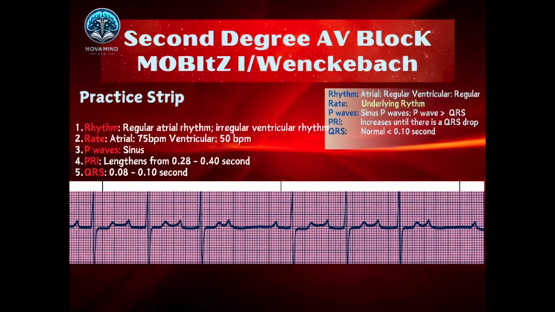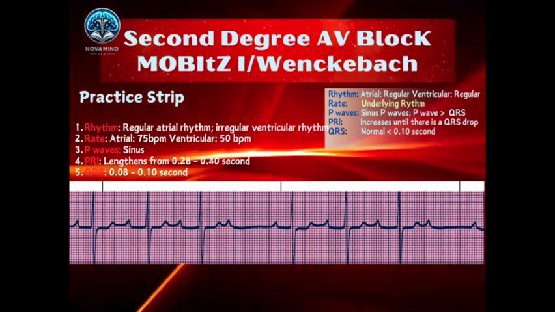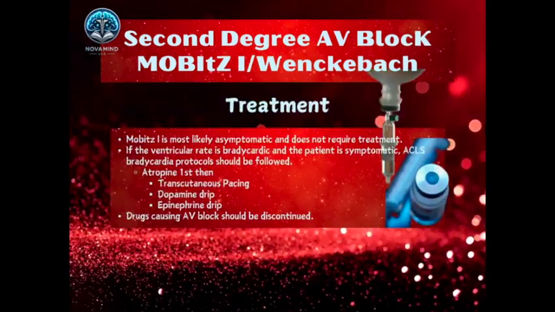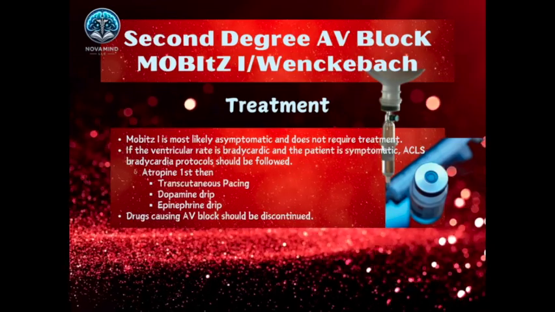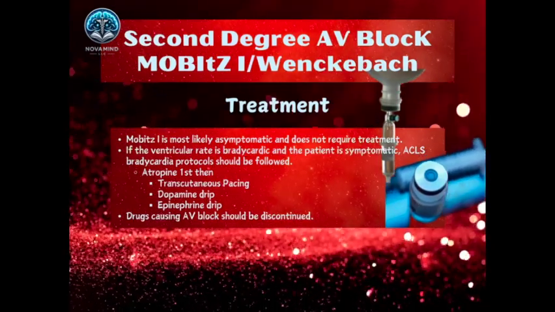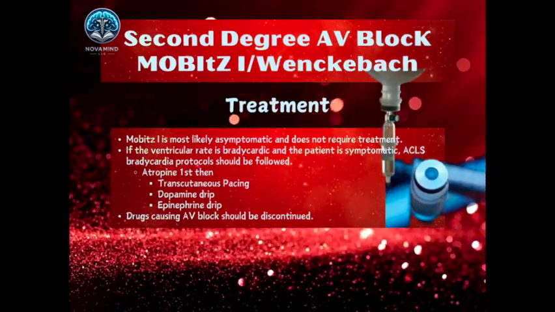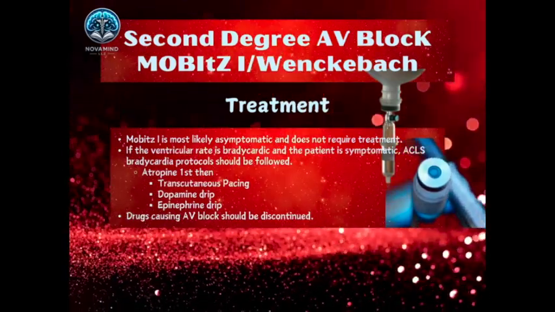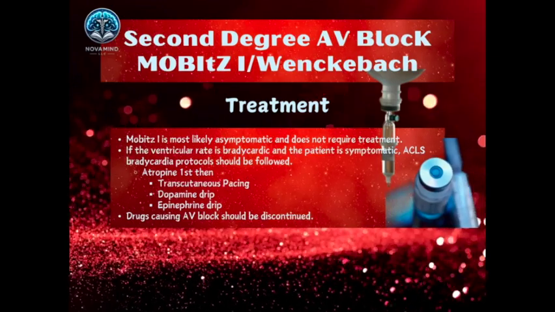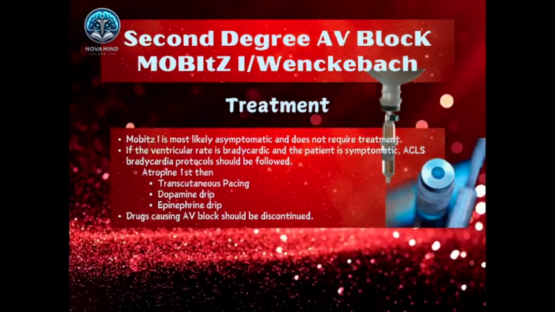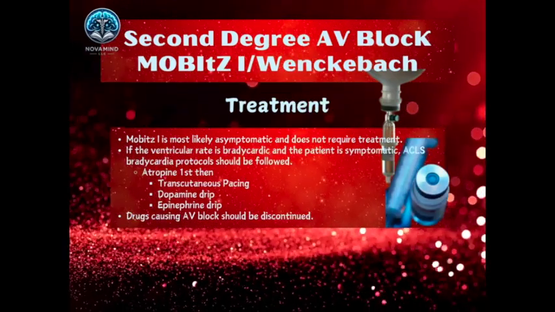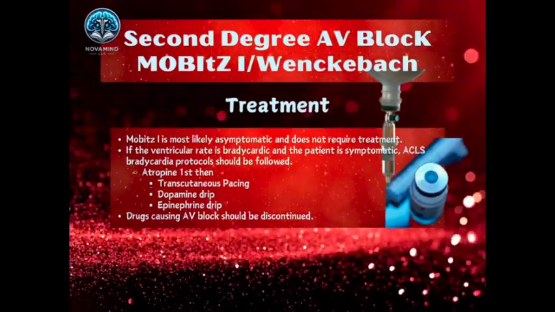This type of block is often benign but may require monitoring, especially if symptoms are present. Mobitz I or Wenckebach is most likely asymptomatic and does not require treatment. If the ventricular rate is bradycardic and the patient is symptomatic, ACLS bradycardia protocols should be followed. Atropine first, and then transcutaneous pacing and/or dopamine drip and/or epinephrine drip. Drugs causing AV blocks should be discontinued.